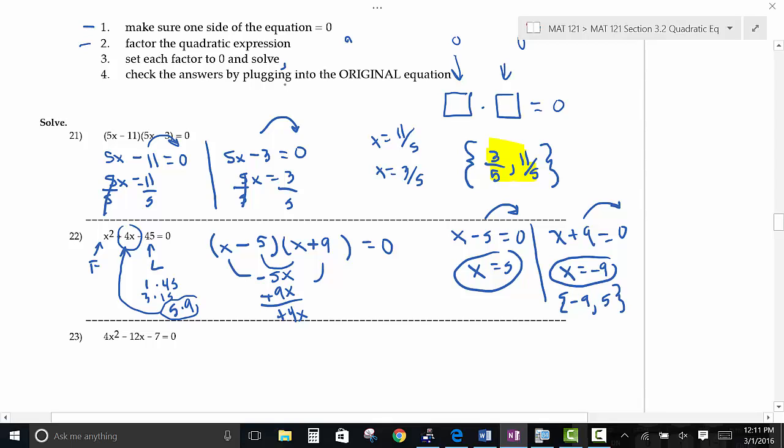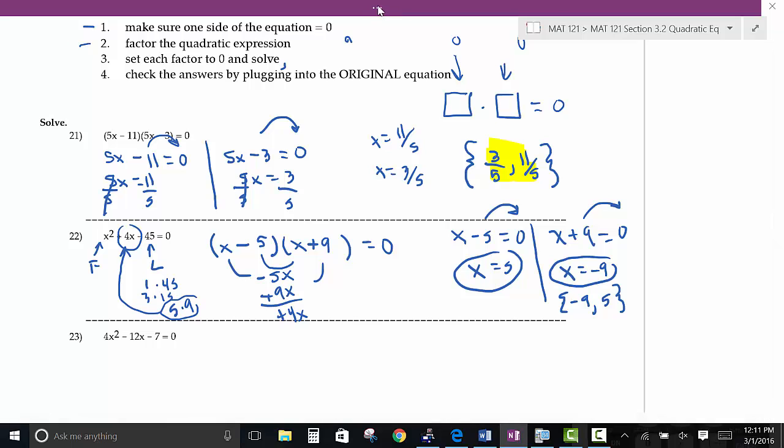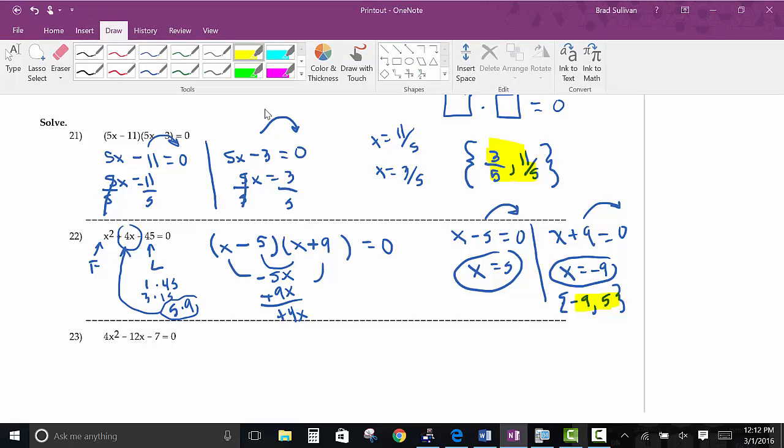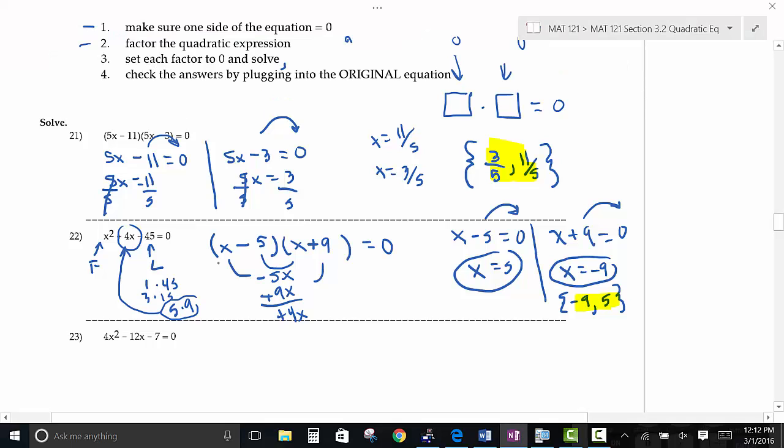Now the other thing I want to mention is there are times, and this is actually a fairly easy problem, to just check in your head. So I want to check one of these answers because you can certainly do that. If you took 5 and just plugged it in, I'm just going to draw a little box here and we'll do a check of one answer, just to remind you that you can do that.